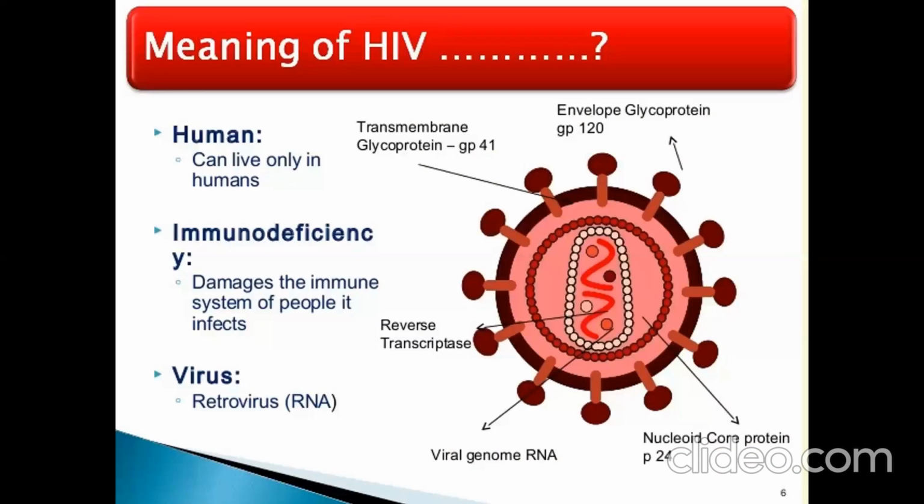The meaning of HIV: H means human, and it can live only in humans, not in animals. Then immunodeficiency, it damages the immune system of the people it affects. And the virus is a retrovirus, that is an RNA virus. So its name is human immunodeficiency virus. This is the structure of the HIV virus. You can see it in the image.